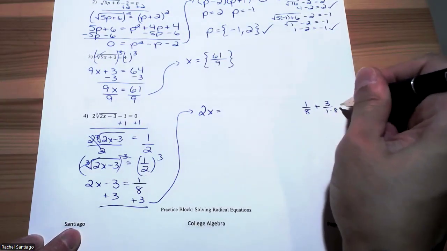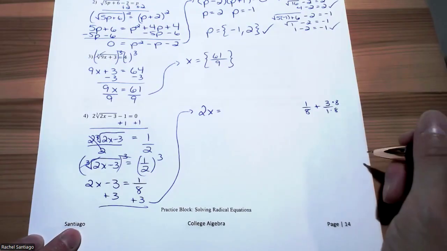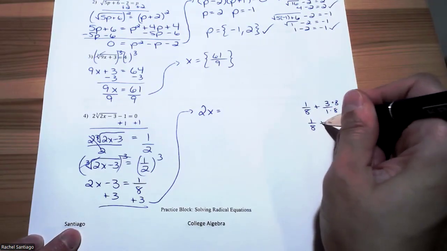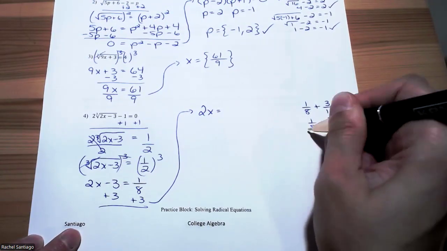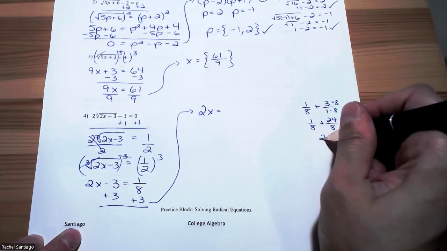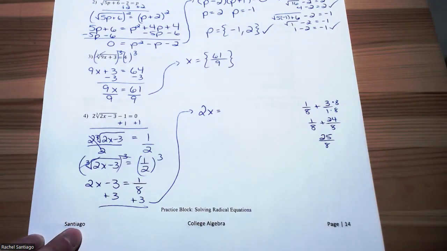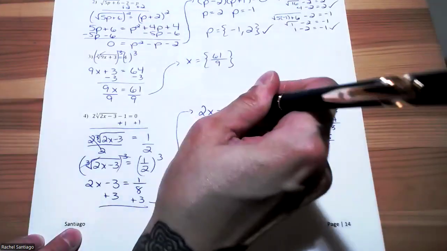Remember, you need the same denominator in order to add fractions. So this is what I was referring to earlier, where you have to make them match. So you build them to be the same. And that becomes 25/8. Perfect.